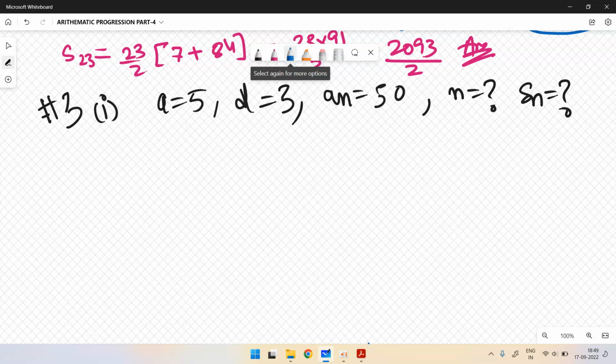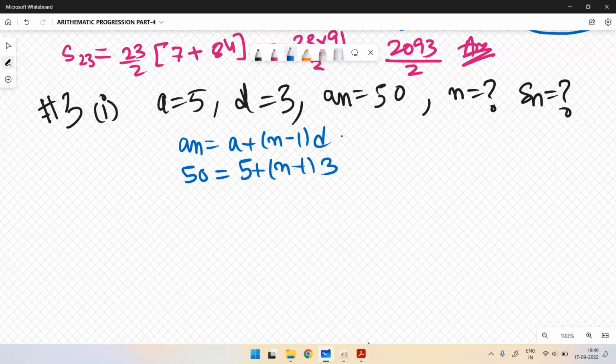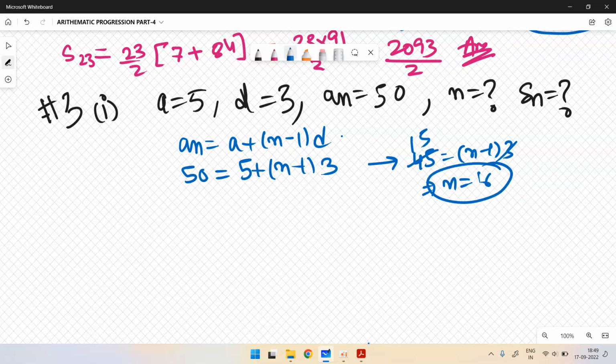So everything is given. An is given. Apply the formula: an equals a plus n minus 1 d. So an is given to be 50. a is equal to 5, n we don't know, and d is going to be 3. So from this you can calculate, this is 45 equal to n minus 1 into 3. 3 into 15 is 45, which implies that n equal to 16. From this n equal to 16.